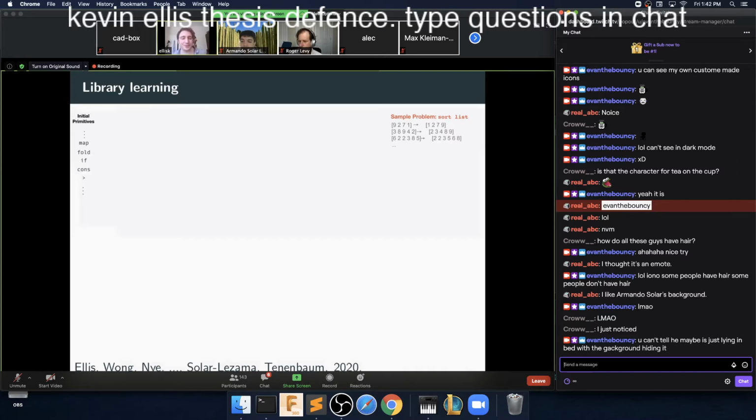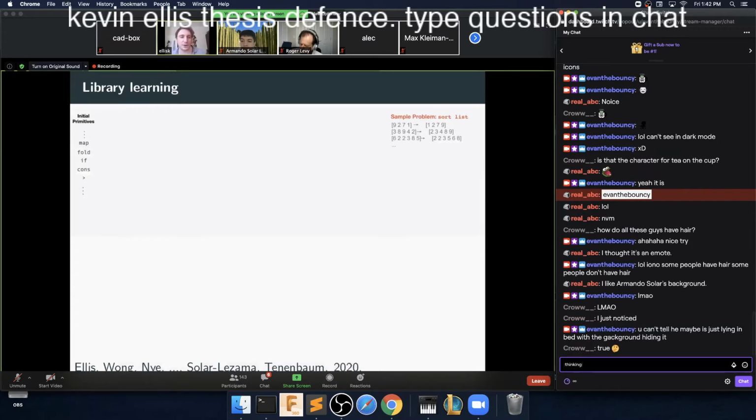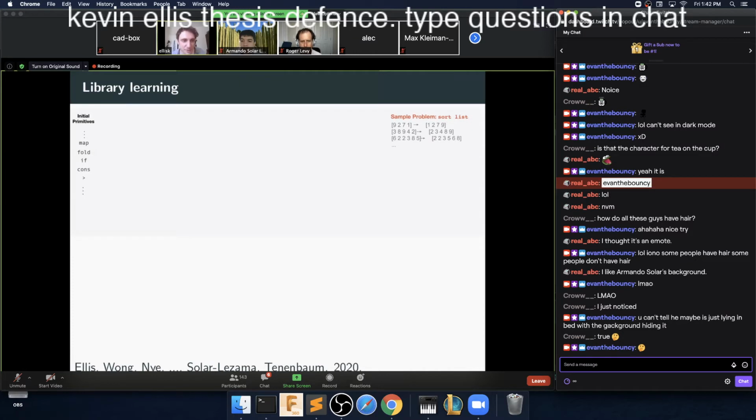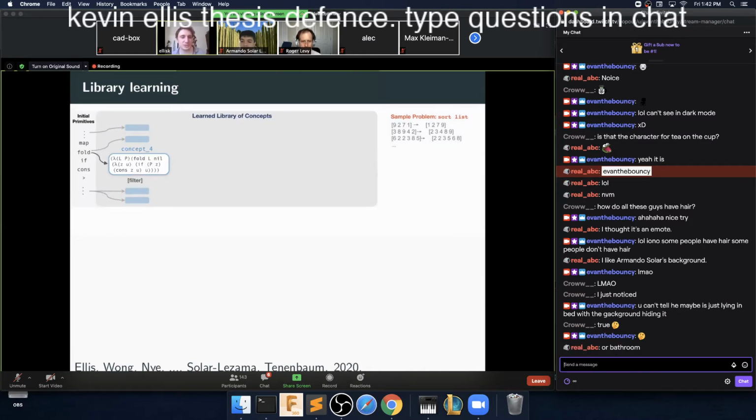So what this algorithm does, it doesn't just solve this problem in isolation, it solves many different problems, and it tries to grow out a library of reusable functions, which are useful for solving many different problems. So if you look into its learned library, what you see is that one of the first things that it builds is this function called filter. And it builds that out of the earlier primitives that the system had.